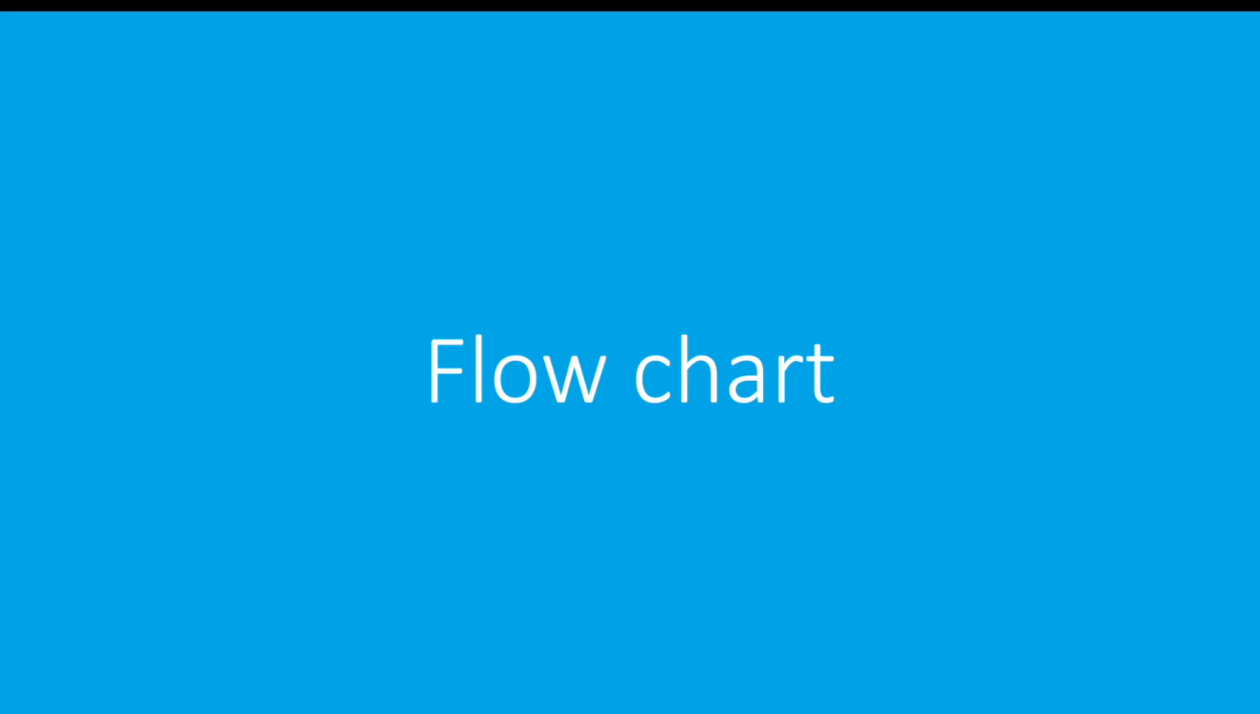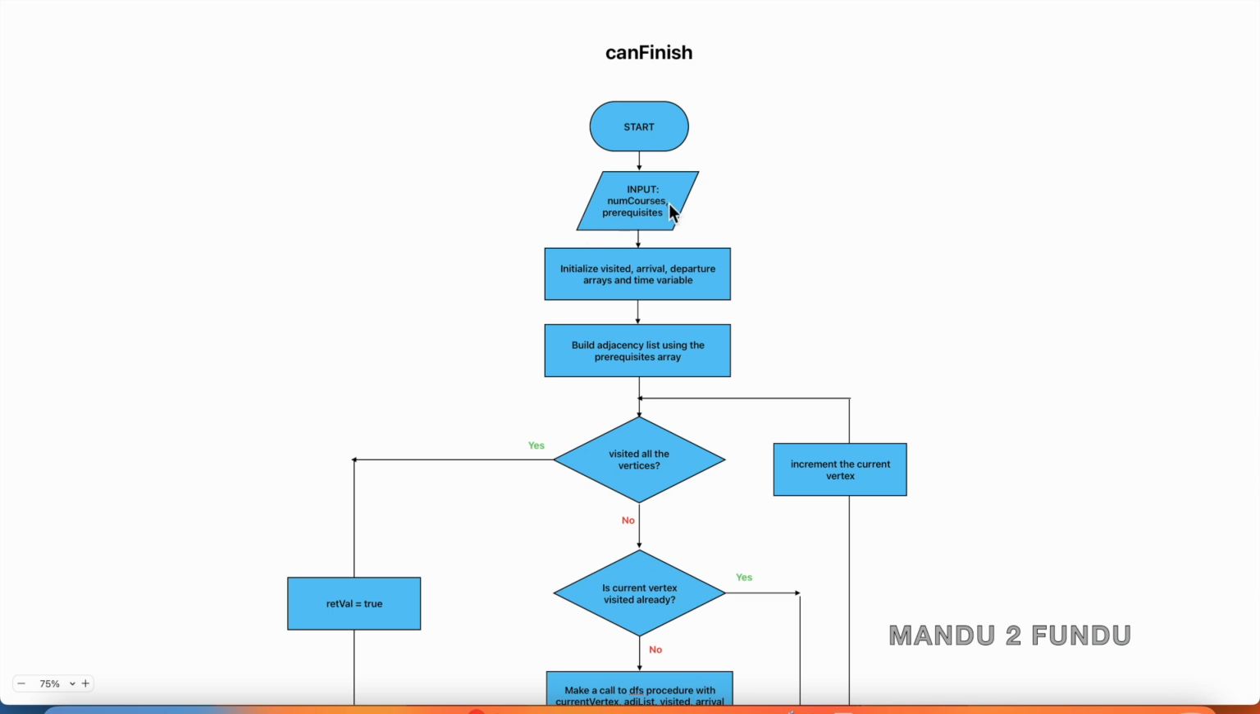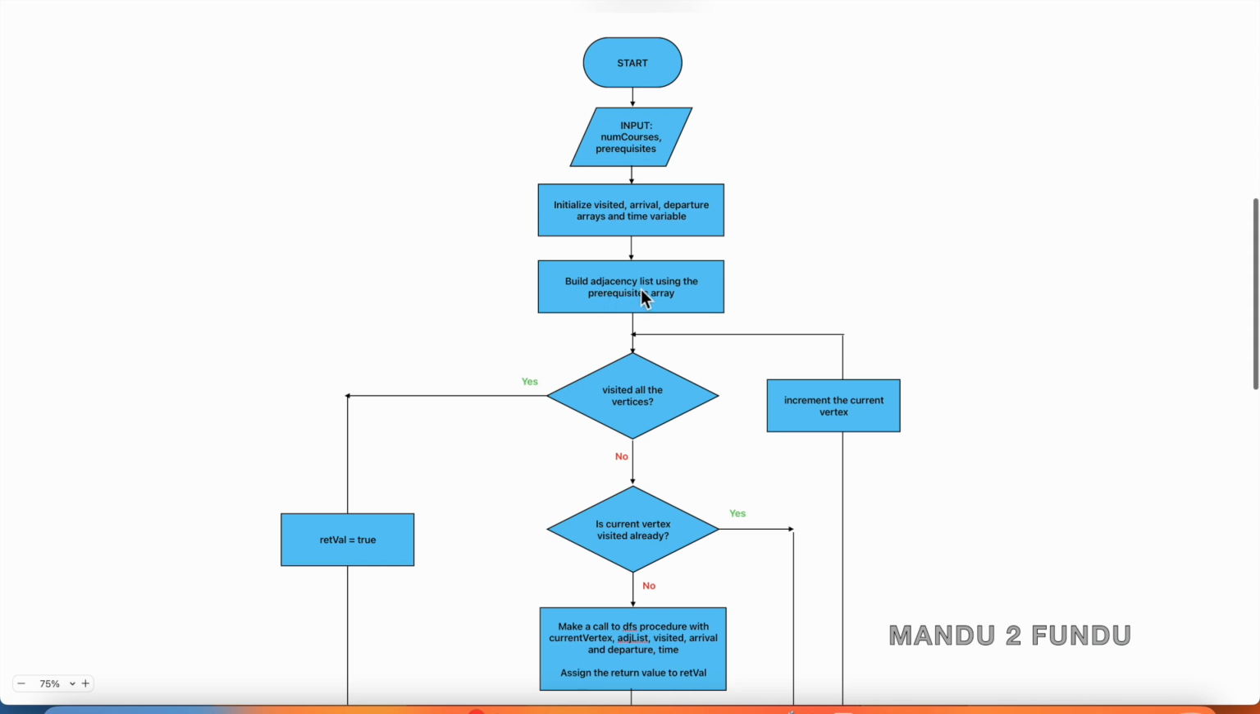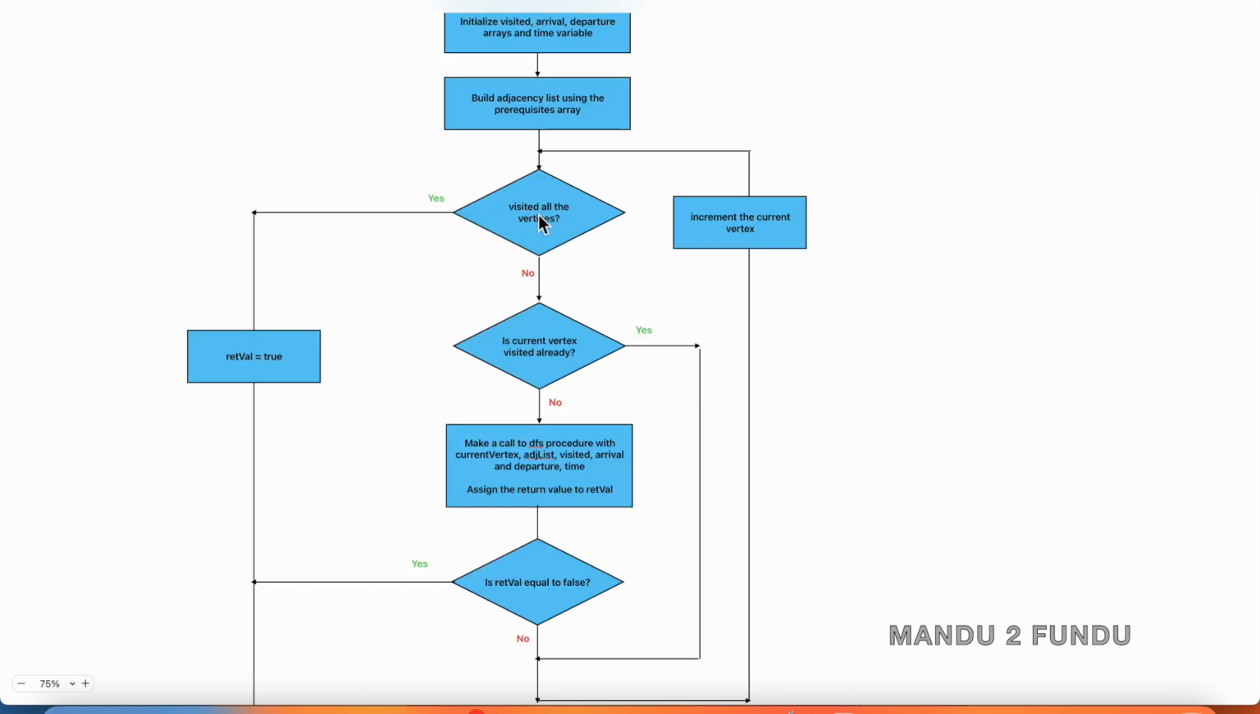Let's look at the flowchart. Input for this procedure is the num courses and then the prerequisites array. First we initialize the visited array, arrival array and departure arrays, and then we initialize the timestamp variable. Okay. The next thing we do is build an adjacency list based on the prerequisites array. Then we loop through all the vertices in the input and check whether they are visited already. If it is visited, then we skip it.